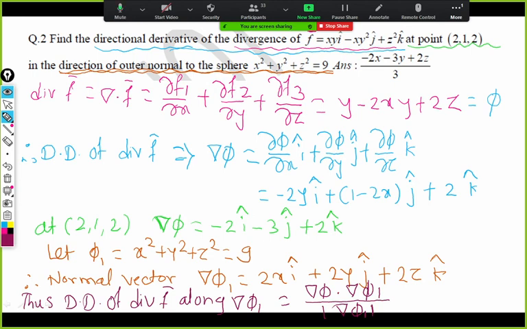Now, what is the del phi 1 formula? Del phi 1 is dou phi 1 by dou x. Take a partial derivative of phi 1 with x. What is that? It is 2x. Okay, sir. Got it, sir. So it is just del phi 1 we calculated, gradient. And last is a projection here.